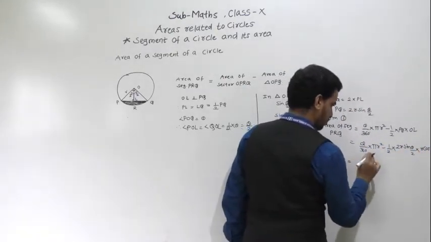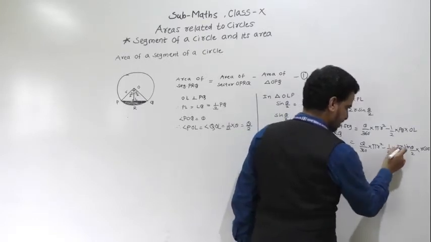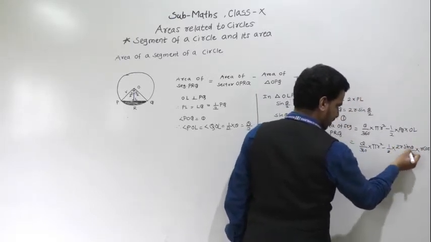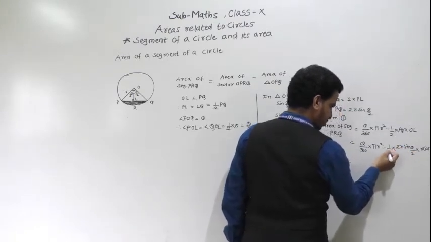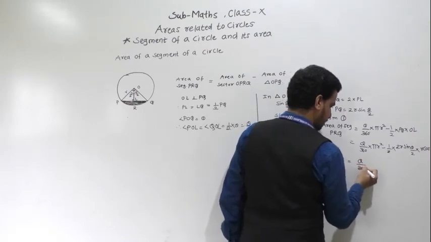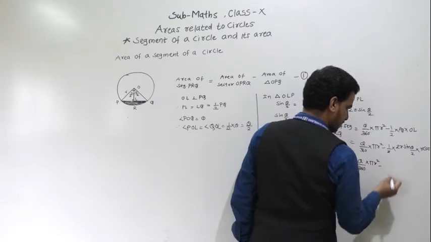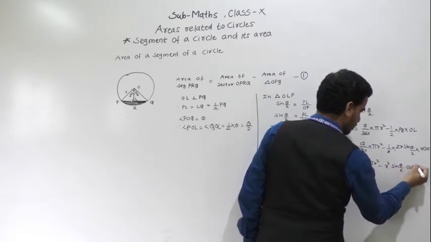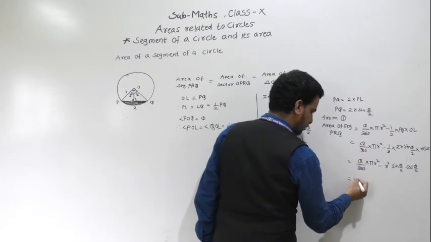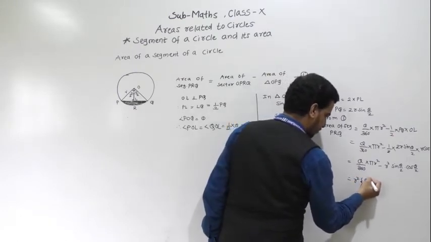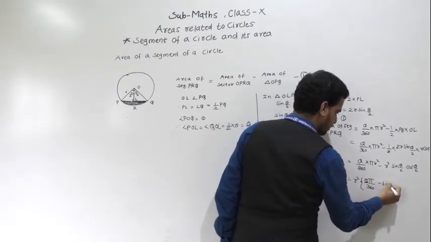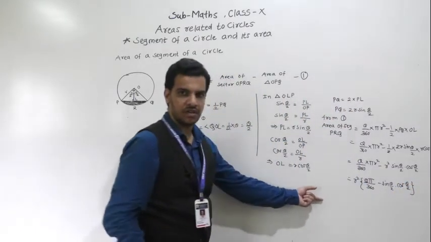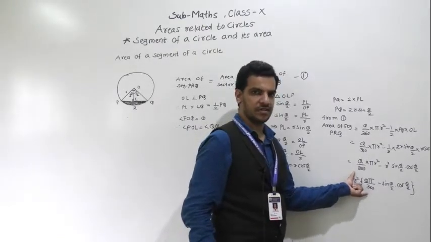So this 2 and this 2 will get cancelled. Don't cancel this 2 and this 2, because this 2 is divided to only theta, so we cannot cancel this. Here I'm cancelling this 2 and this 2. So what remains? Theta upon 360 into pi r square minus r into r square sine theta by 2 into cos theta by 2. If I take r square common, r square in bracket theta pi upon 360 minus sine theta by 2 into cos theta by 2. So this is the formula to find the area of segment.